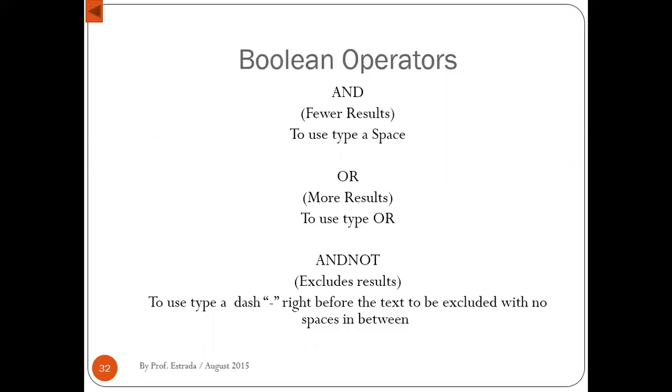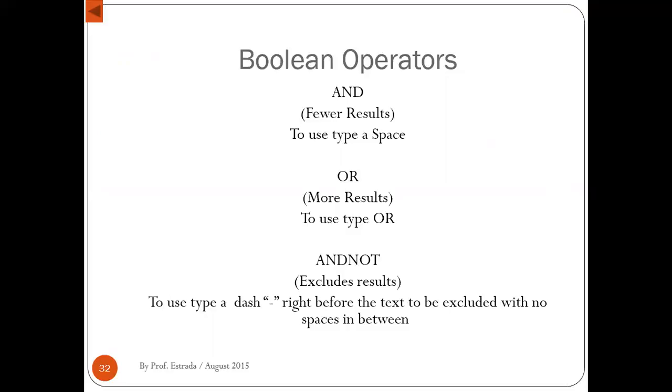The first is the word AND, A-N-D, which is typed in capital letters, and which most search engines allow you to abbreviate by just using a space in between words. So when you type George spacebar Washington, what you actually told the browser to do is to write the words George, then the Boolean operator for AND, and then the word Washington.